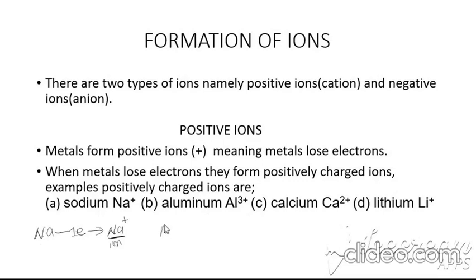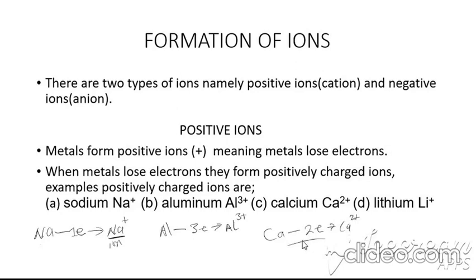The same applies to aluminium. Aluminium is a metal, and the symbol is Al. It loses 3 electrons to form this plus. It looks like this now that it has lost electrons. The same applies with calcium. The symbol is Ca. It loses how many electrons? It's in group 2, so it loses 2 electrons to form a positively charged ion, which looks like this, with 2 on top.